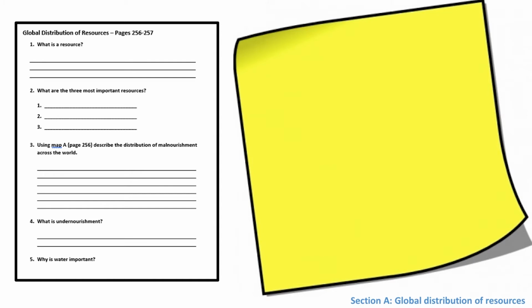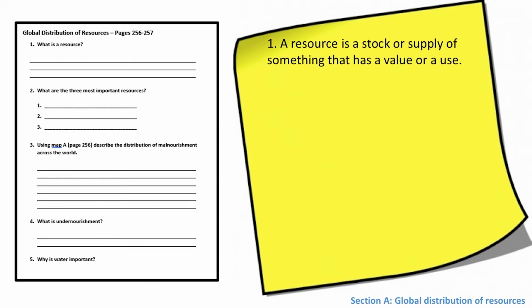Welcome back. Hopefully you've taken some time to explore those questions, so let's go through and think about the sorts of answers that you've given. Hopefully you've written something along the lines of the fact that a resource is a stock or supply of something that has a value or a use. It can be food goods, it can be wheat, it can be oil, it can be any resource that has a value. Coal, iron ore, anything like that.